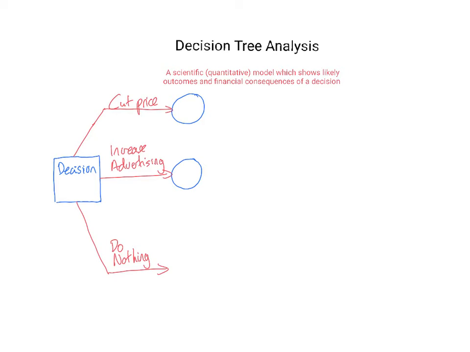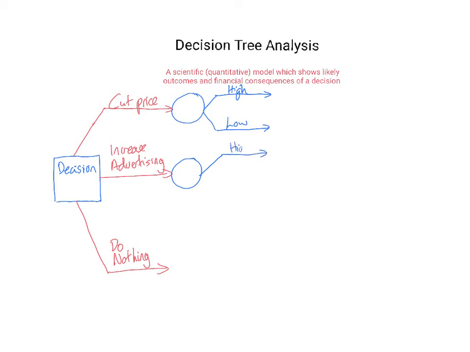So a square represents a decision, something that the managers can control. A circle represents an uncertain outcome, something which they cannot control. So for each of these courses of action, we will say that there are basically two possible outcomes. Either the business will do well and it will get a high level of sales, or it won't and it will get a low level of sales. And that is the same for the advertising as well.